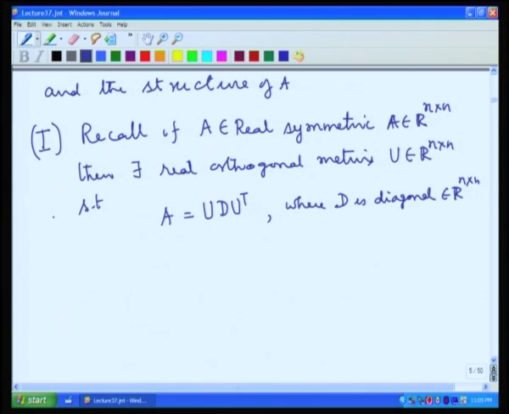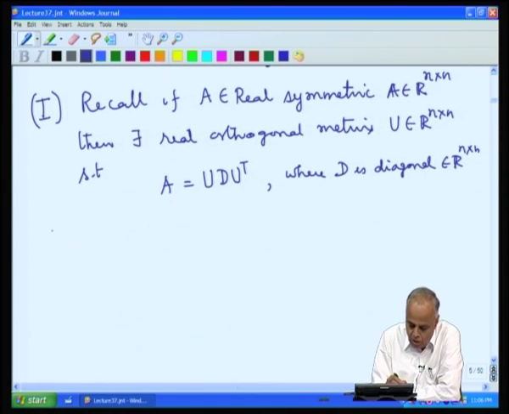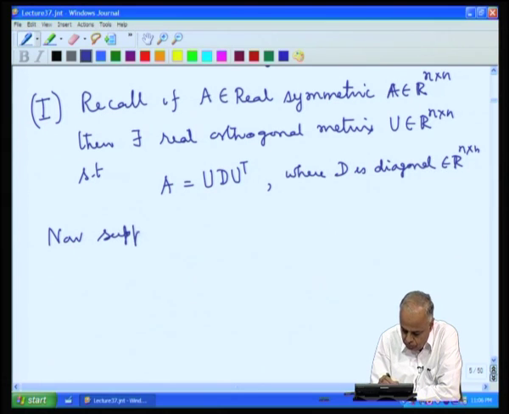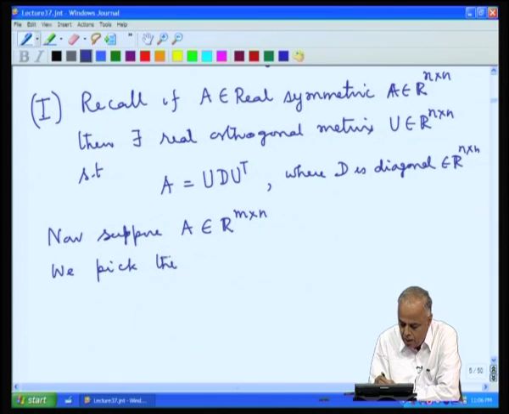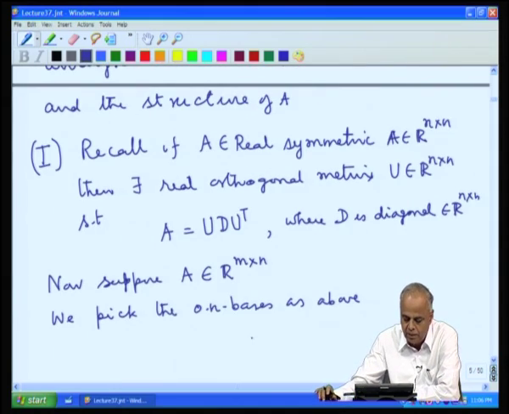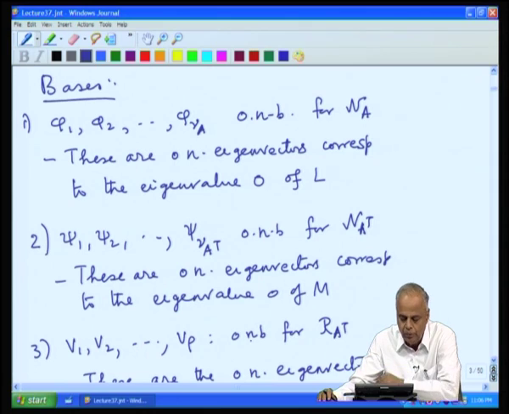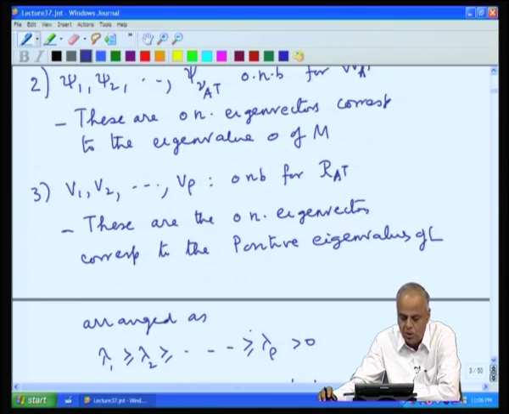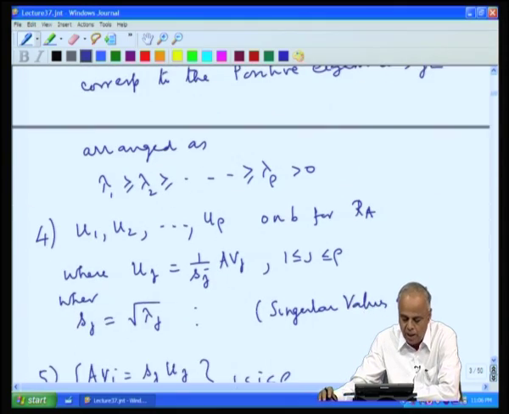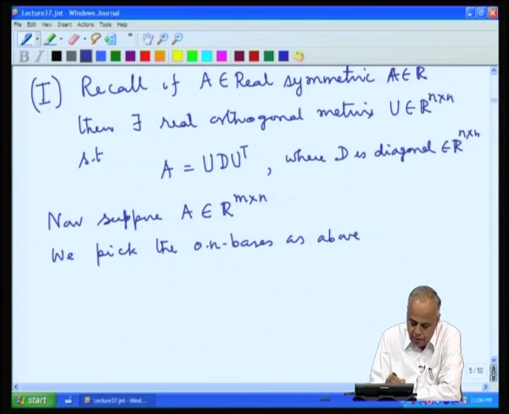Now, what we will do is look at a general version of this result for a general m by n matrix. So, now suppose A is a general m by n matrix and then we pick the orthonormal bases as above. That is, we construct the matrix L and then we pick the phi 1, phi 2, phi nu A, psi 1, psi 2, psi nu A transpose, V 1, V 2, V rho, U 1, U 2, U rho as mentioned, starting from the matrix L and M. So, we pick the orthonormal basis as above.